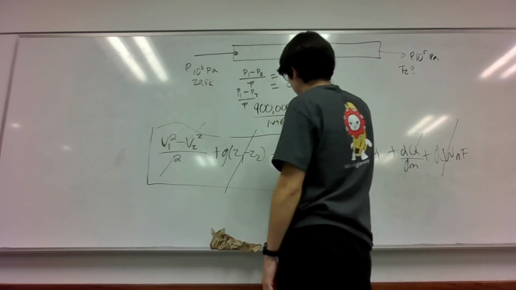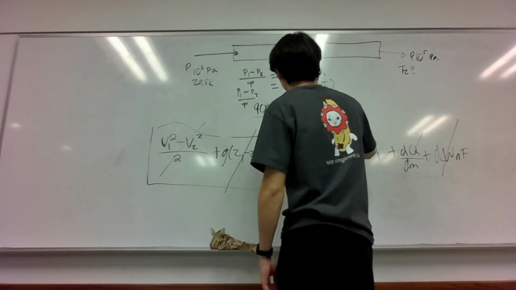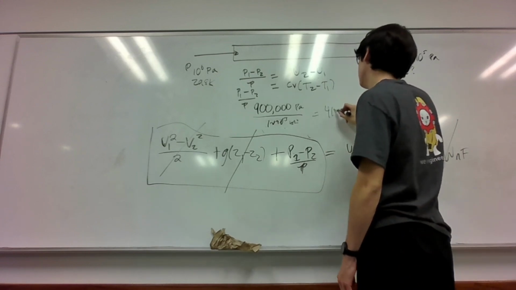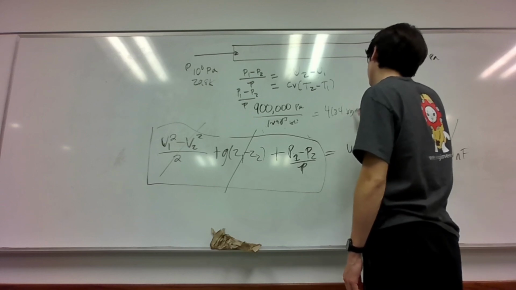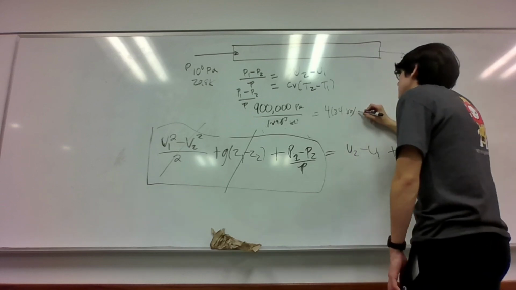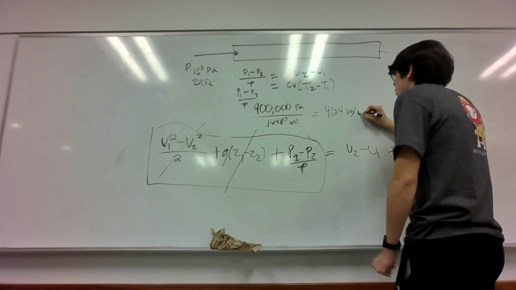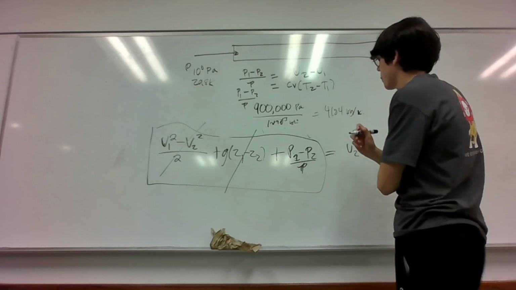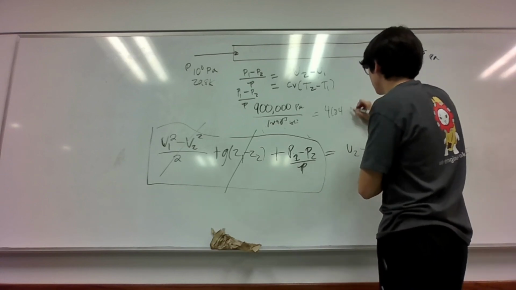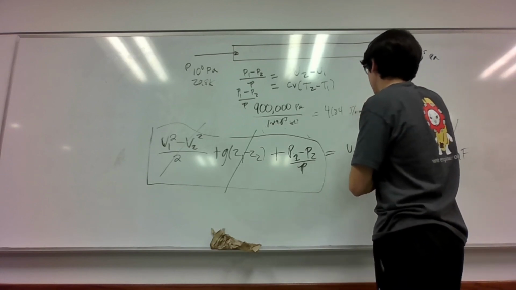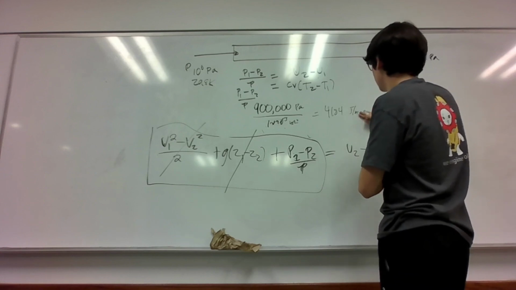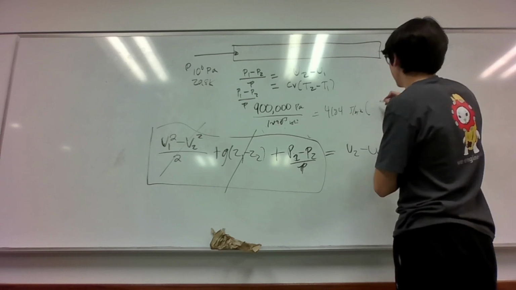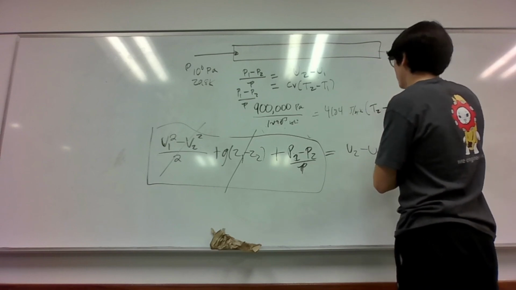Pascals, kilograms per liter, is equal to CV. The heat capacity of water is, I think, 4,184 joules per kilogram Kelvin. Joules per kilogram times Kelvin. And then that's going to be equal to T2, which we don't know, minus T1, which is 298.